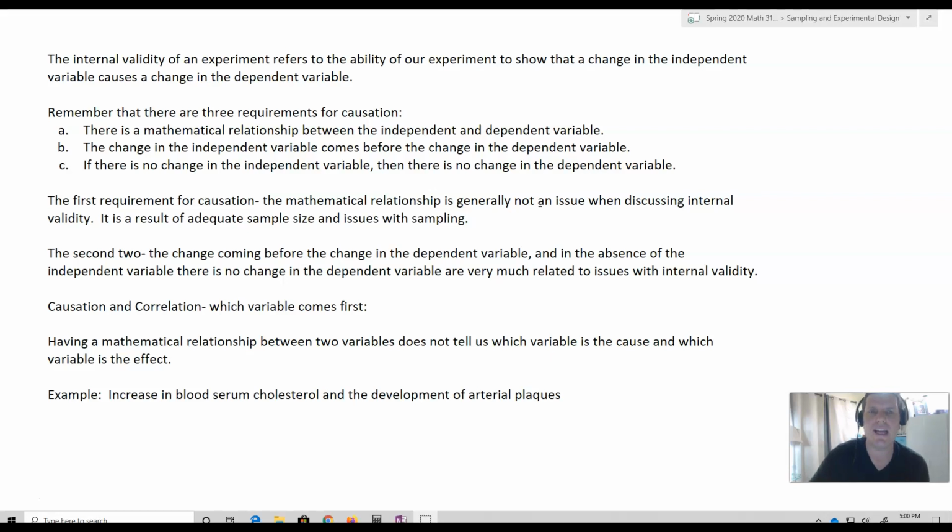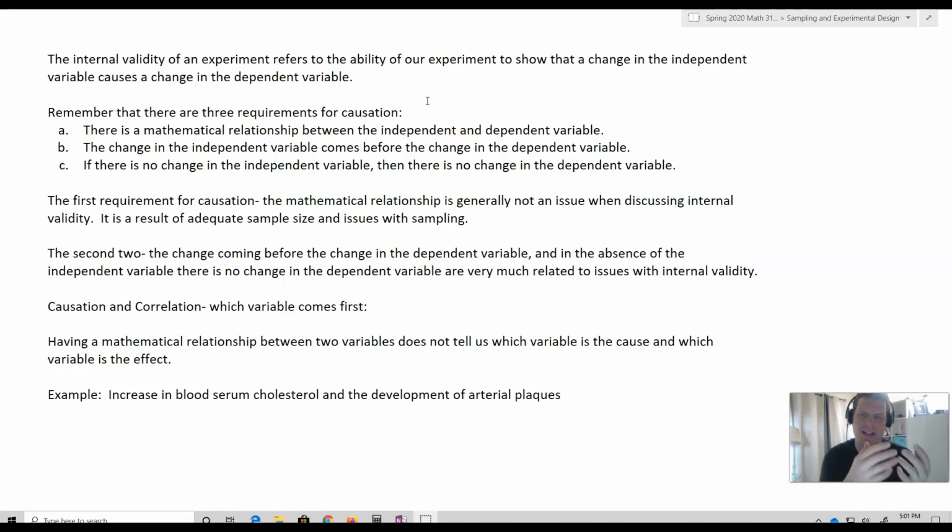So if we have any problems with A, B, or C, that's when we have a problem with internal validity. Okay? So we'll look at them one by one, and we'll talk about what those challenges are and what might cause issues in internal validity. The first requirement for causation, that mathematical relationship, is generally not an issue for internal validity. It's more an issue of adequate sample sizing and sampling.